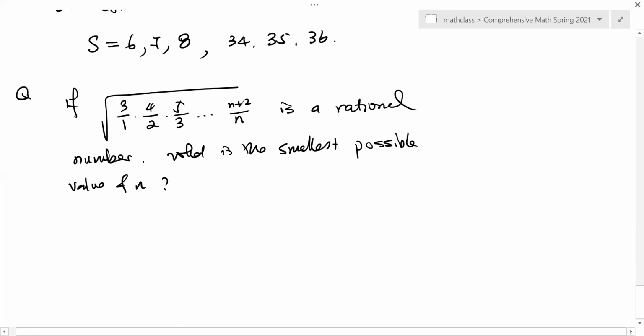Yeah, this is not a difficult problem. Please do it. Now, Richard, it's not 2. If it's 2, 3 times 4 divided by 2. No, it's not a rational number. It's an irrational number. Right?